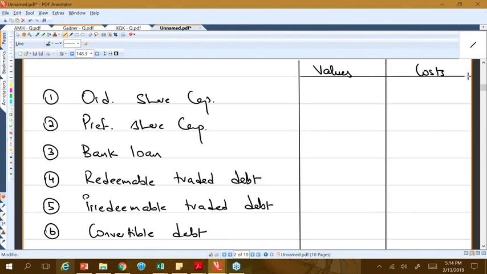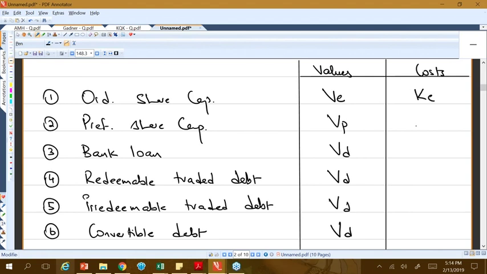Now, when I say values, we mean for the ordinary share capital, we need to find the value of equity. Preferred capital, we need to find the value of preferred capital. For the bank loan, we need the VD. These are all different VDs. And when we think of the cost, we need the KE here. We need the KP. We need the KD1 minus the T for the bank loan. We need the KD1 minus the T for the redeemable debt. The same for the irredeemable debt, and the same for the convertibles. So all these are different calculations.